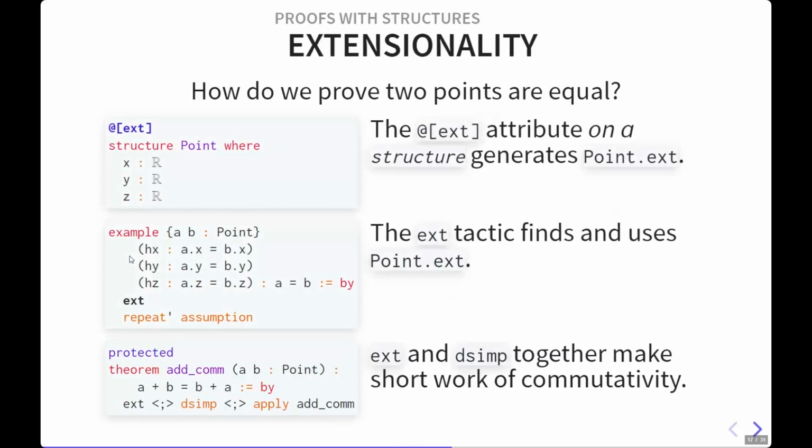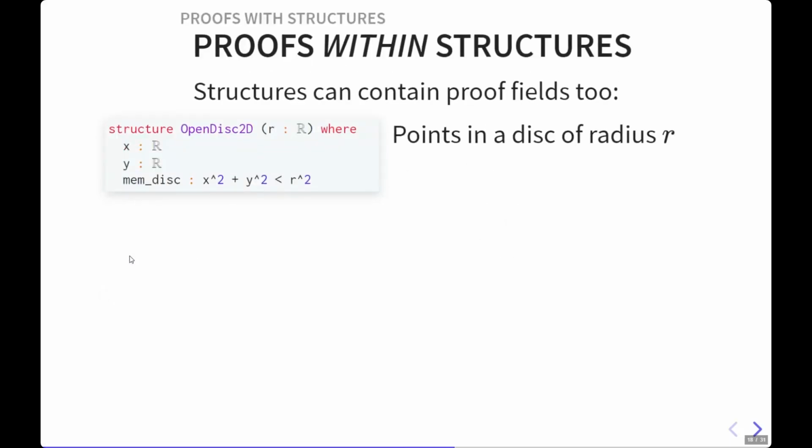Okay, so we did this, we did that. Let's finally actually add some proof fields to our structures, which is one of the things that makes structures very useful in Lean. So this is the type of points on the open disk with a certain radius. So the radius here is a parameter. We've got an x and y field, and then we have this proof field that says x and y is within the disk. So the sum of the squares is less than r squared.